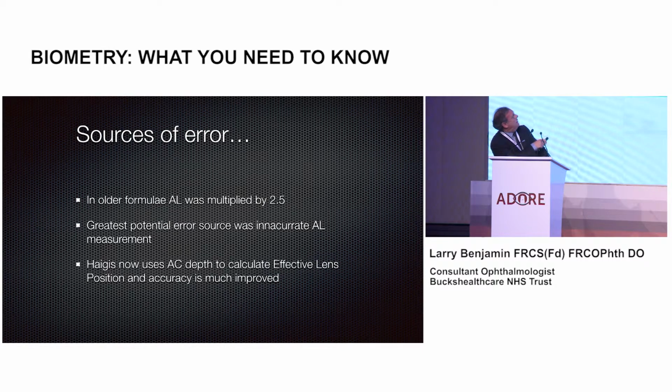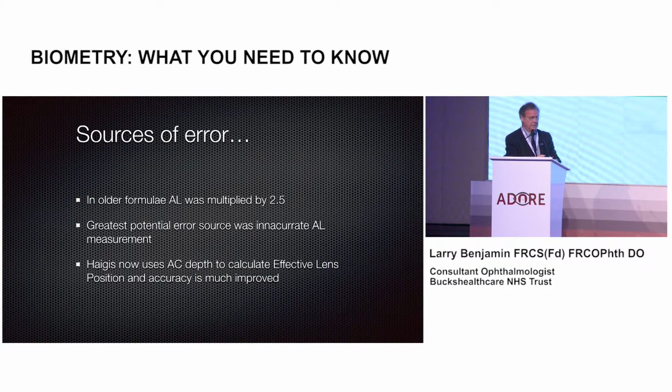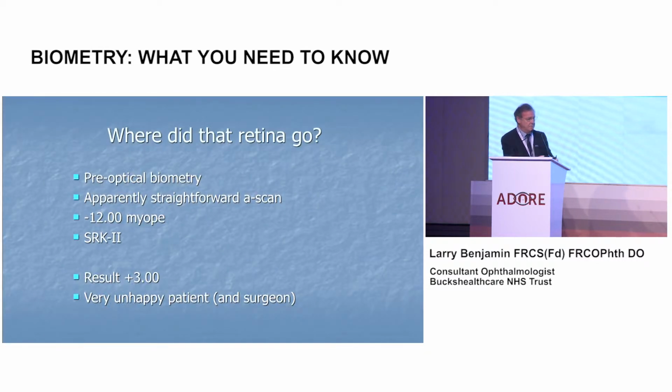And nowadays, it's less important because other things are taken into account, such as effective lens position estimation, AC depth. And so the modern formulae aren't quite so dependent on it. So here's an example of something that went wrong. This is in the days before we had IOL master biometry. Apparently a straightforward scan in a -12 myope using the SRK2 formula. Nobody should use the SRK2 formula anymore. It's too old-fashioned, it's too inaccurate and shouldn't be used. So SRK-KT is all right, Haigis, Hoffer, and of course the Hill RBF formula now is coming into its own.